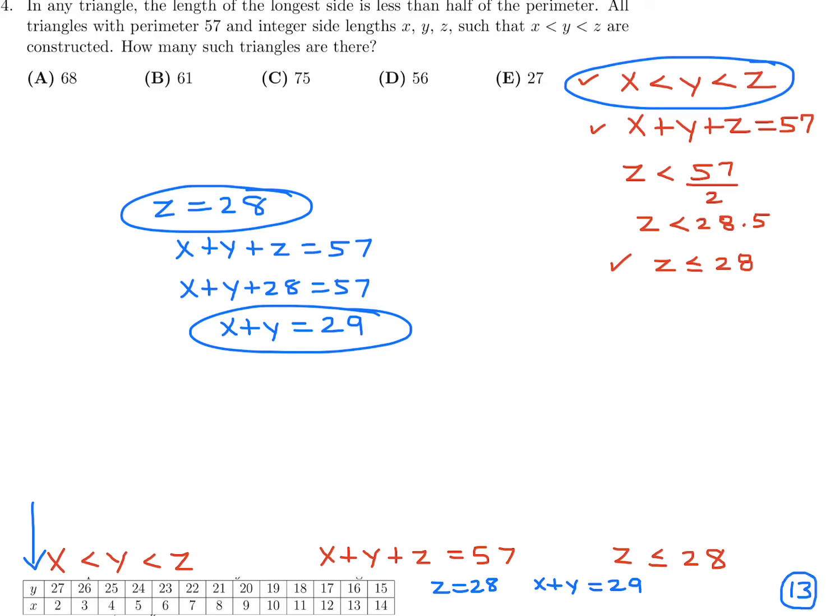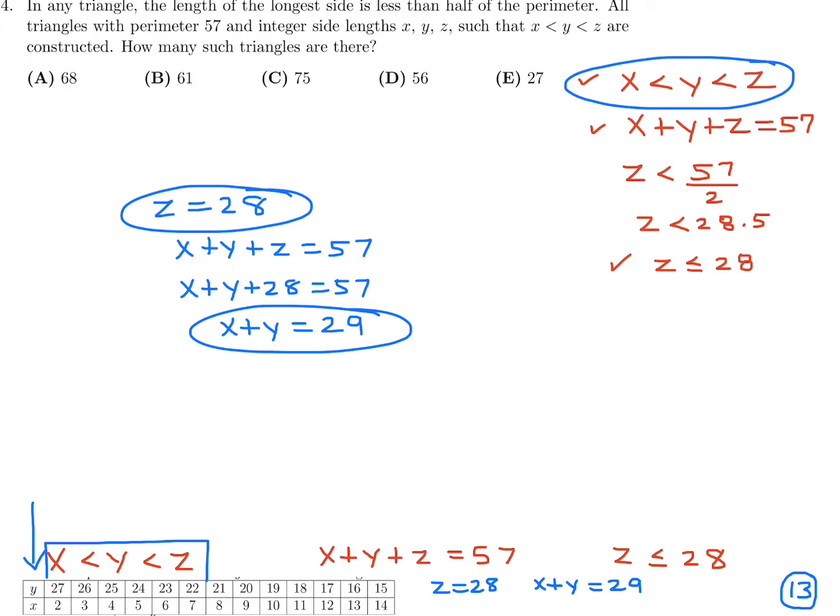Now, these values all satisfy the fact that x is less than y, and y is less than z. Now you might say, well, you skipped over a 1. How about x equals 1? Why didn't you put x equals 1 in there? Well, because if x is 1 and x plus y is 29, then y would be 28. And you can't have y equal to 28 because z equals 28, and y has to be less than z, right? According to this inequality.